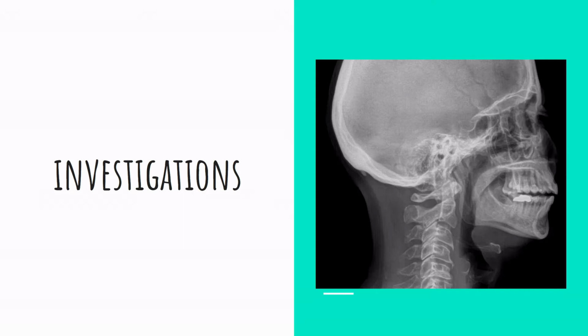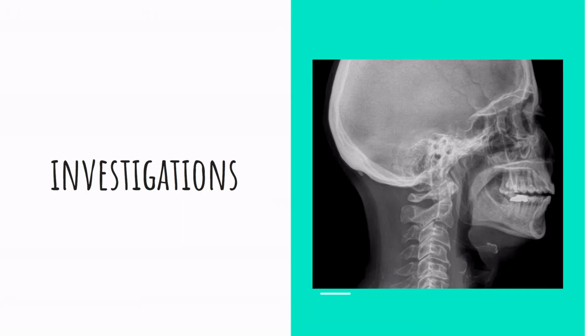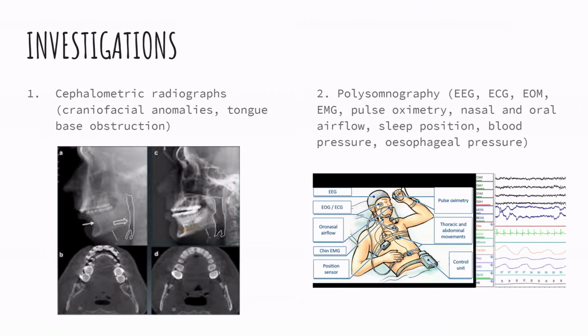For investigations, there can be 2 forms of investigations which can be done. Firstly will be cephalometric radiographs, where we search for craniofacial anomalies and tongue-based obstruction, and also polysomnography, where it is a collection of investigations intended to observe for obstructive sleep apnea.